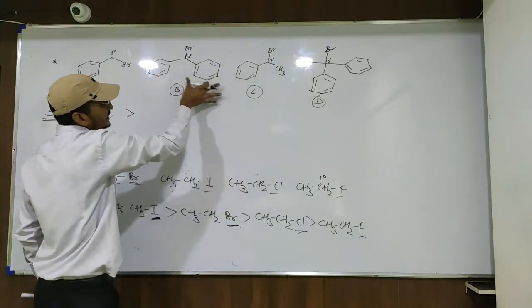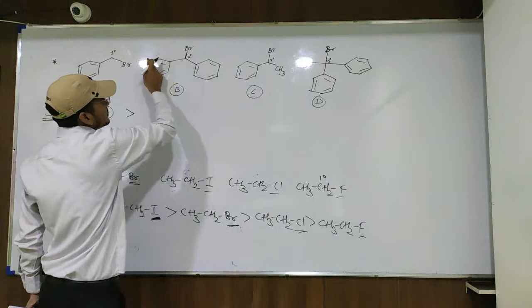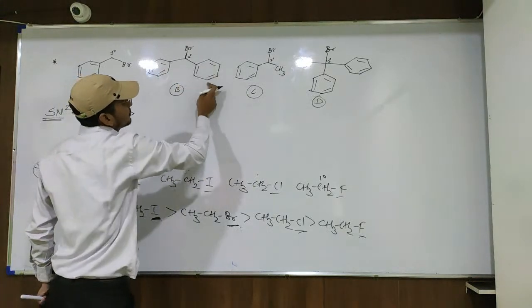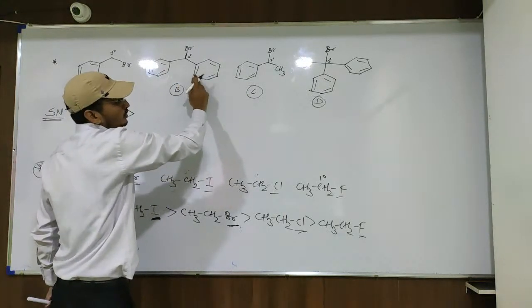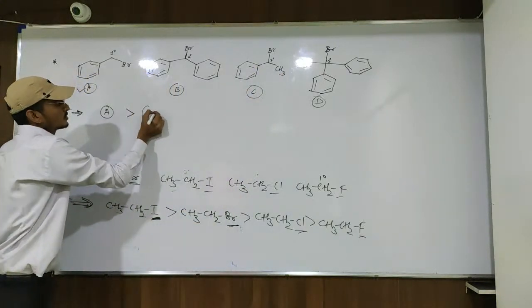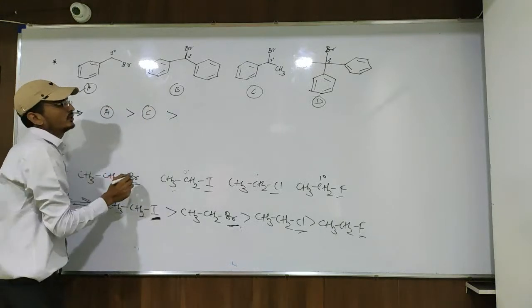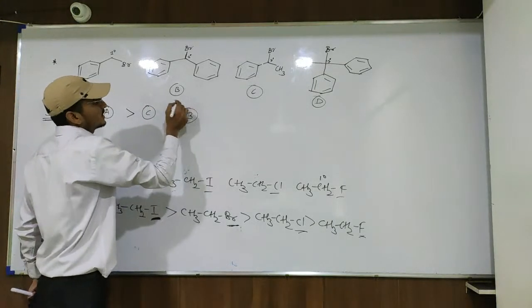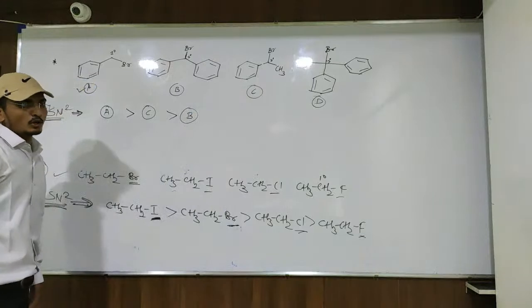So in comparison between B and C molecule, the B molecule has more bulky groups compared to the C molecule. So that's why the C molecule shows faster SN2 reaction than B. Okay, so that is the difference between B and C molecule.